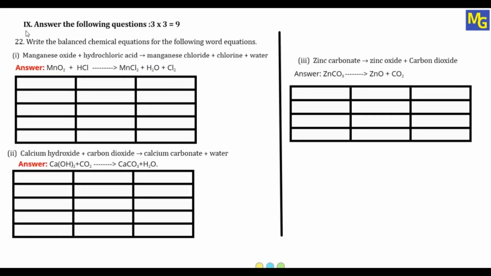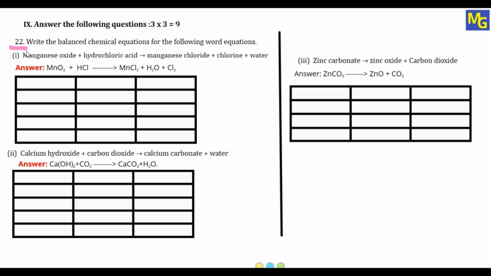Now the next is question number 9. Answer the following questions, and here we have to answer 3 questions. Each question carries 3 marks, so 3 threes are 9. So the total marks we are going to get from this section is 9.